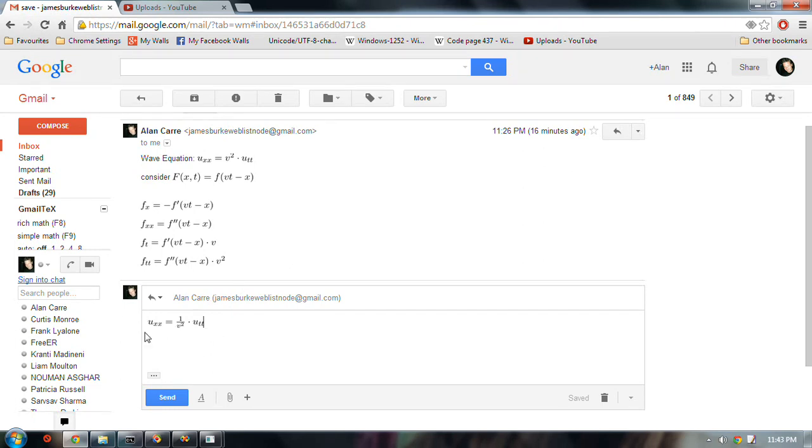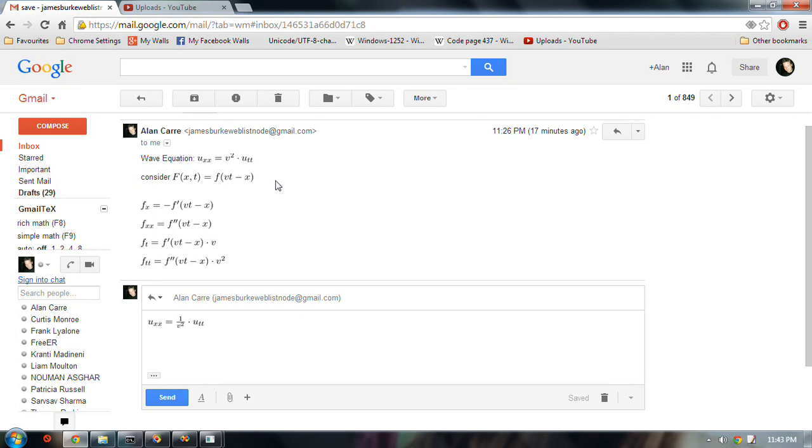That tells you that if you ever see a partial differential equation like this, you know immediately that this function represents something that moves. Now, how do I explain that? Why is that true?